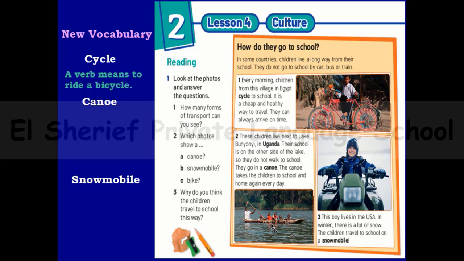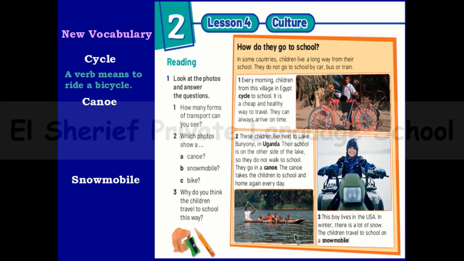In this picture, these children live next to Lake Bunyonyi in Uganda. Their school is on the other side of the lake, so they do not walk to school. They go in a canoe. The canoe takes the children to school and home again every day.